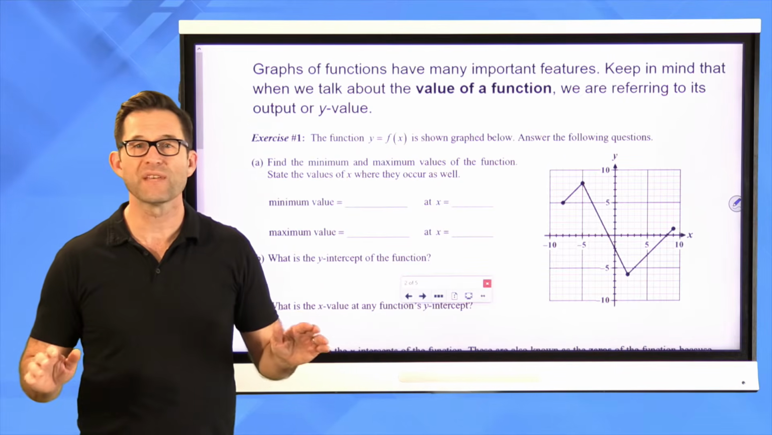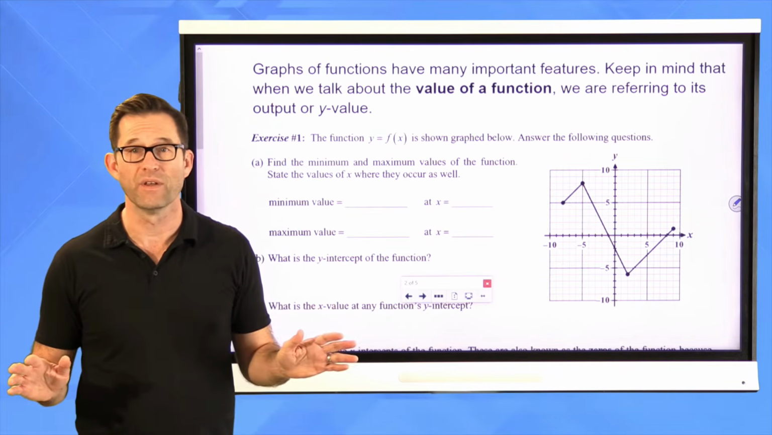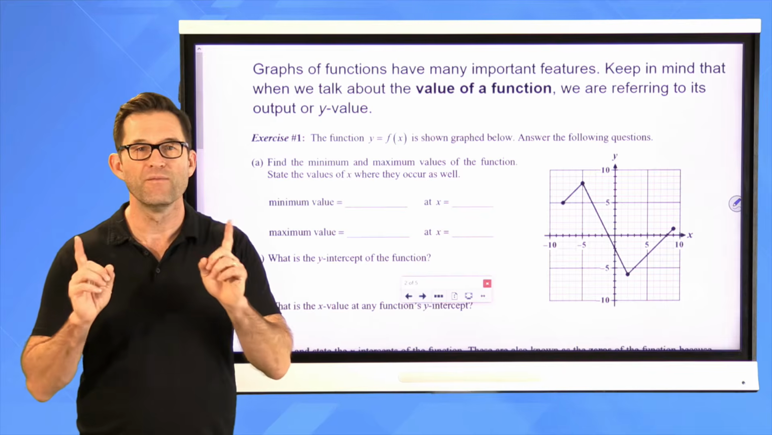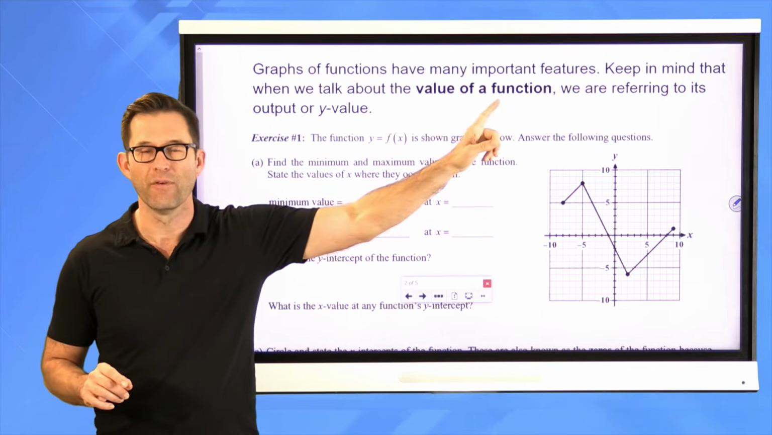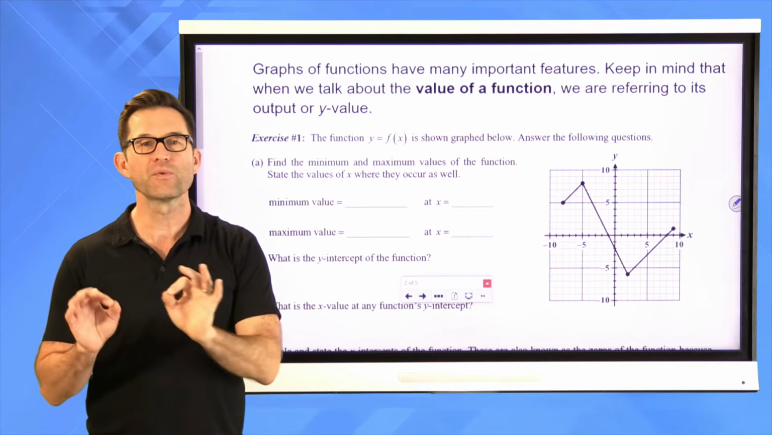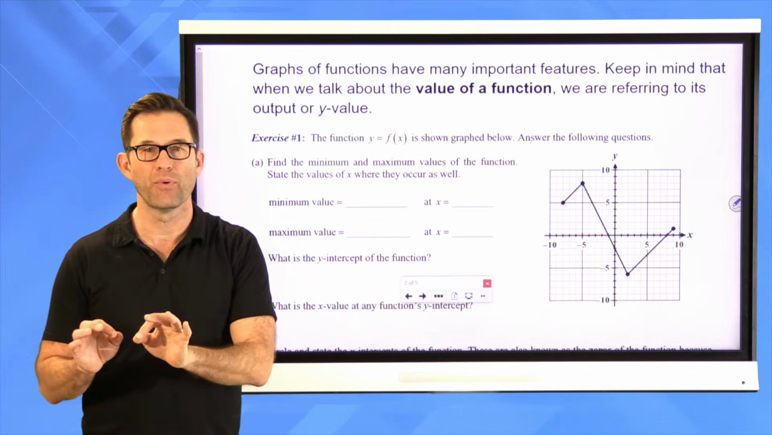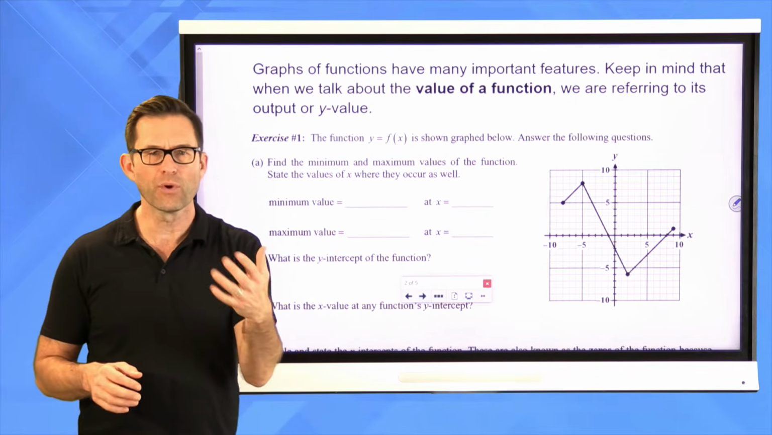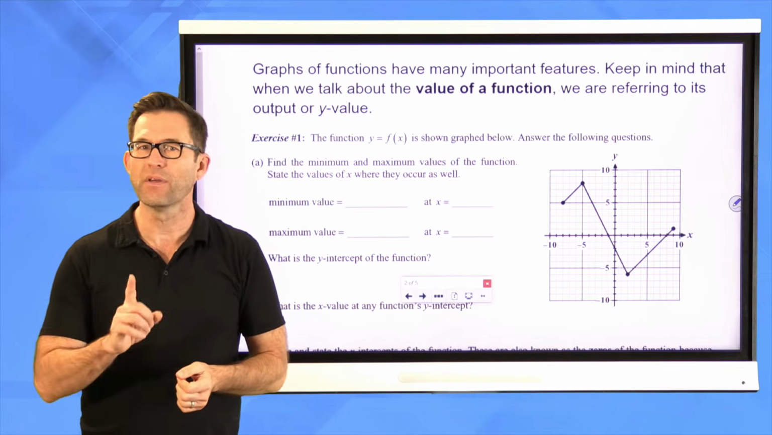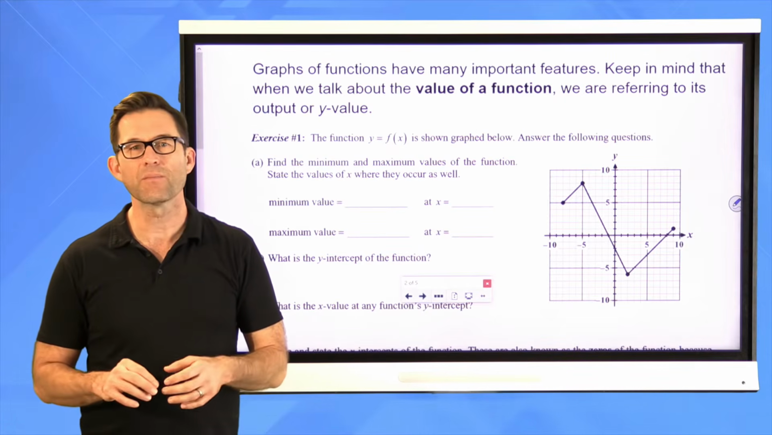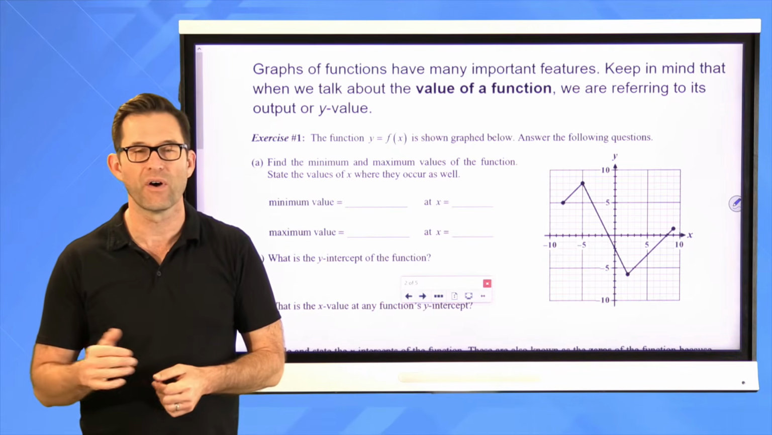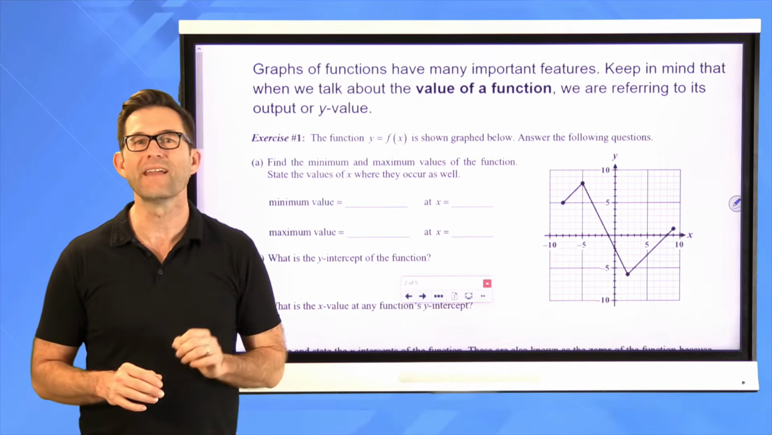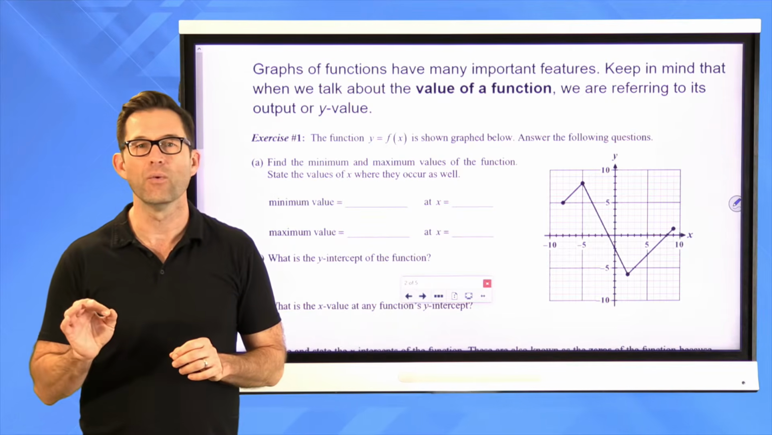Now, graphs of functions have many important features. Keep in mind something very important. When we talk about the value of a function, we are always referring to the value of its output, or y value. If we're talking about the input value, that'll be very clear. But if I say something like, what is the largest value of the function? What's the smallest value of the function? You should be translating that into the y value or the output.